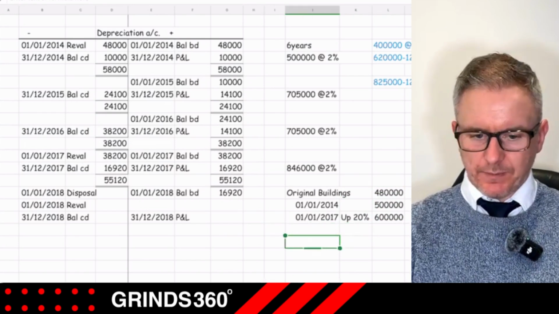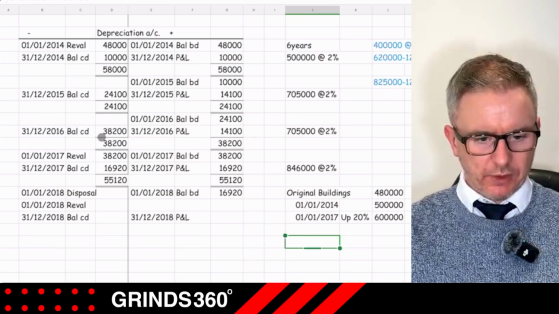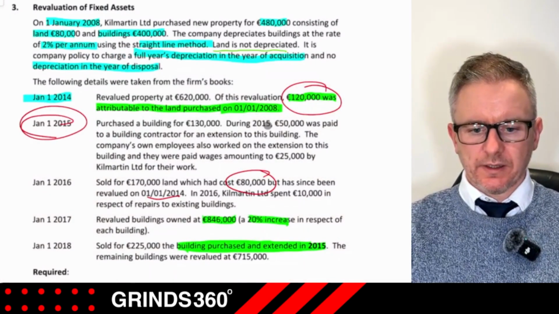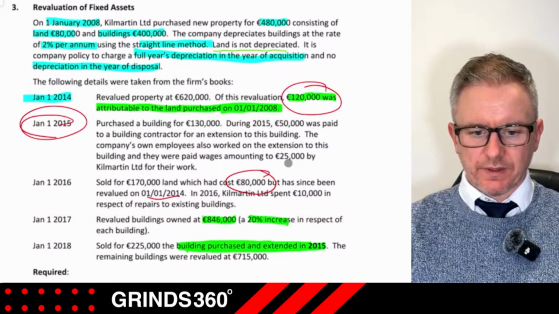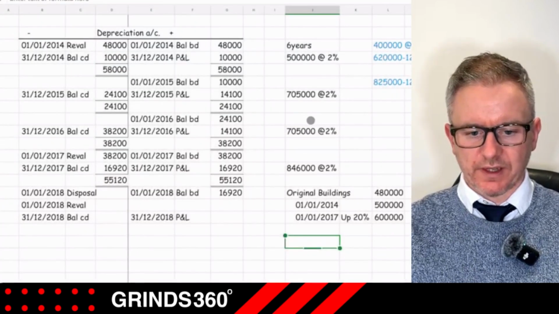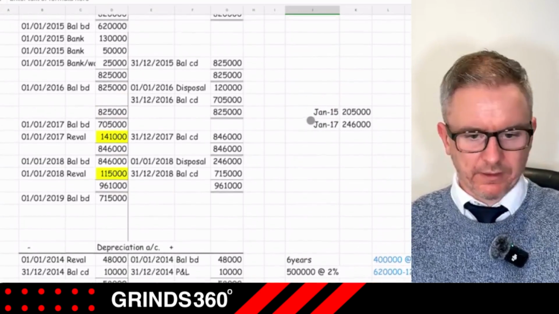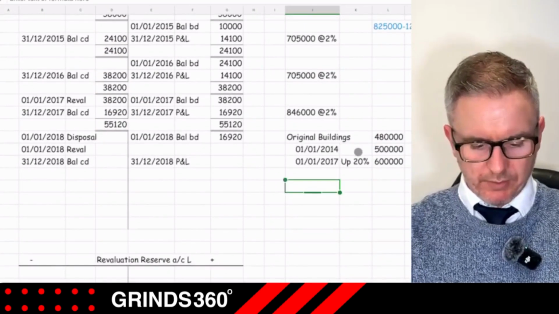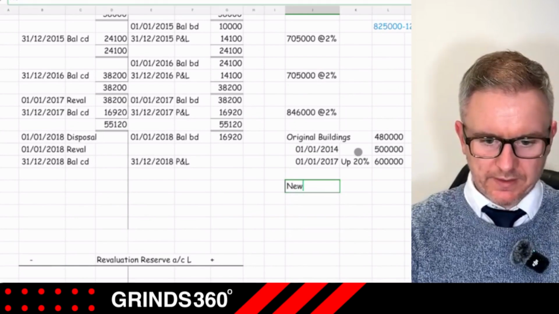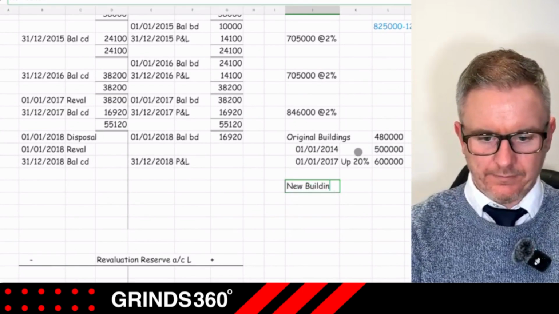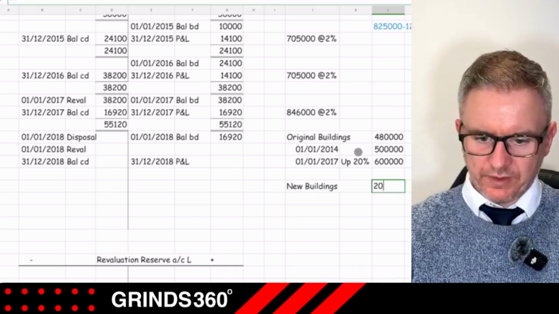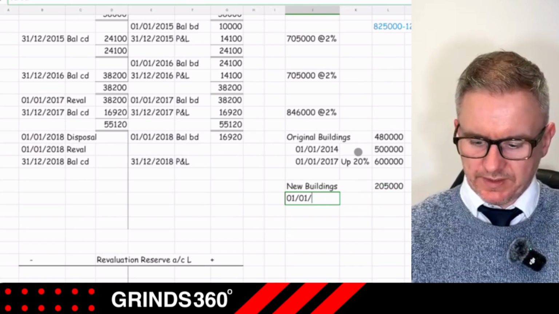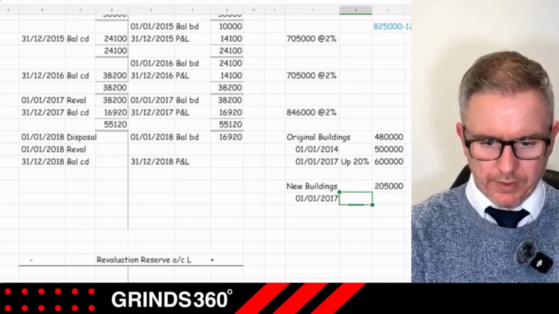So that means that the buildings we bought in 2015, if we look back here, 130, the 50 and the 25. So the total there was 205,000. Now, we already have that, okay? We know that there were 205,000. So the original buildings and the new buildings. So 205,000, that's what we paid for them. But we did revalue them on the 1st of the 1st, 2017. So they went up by 20%.